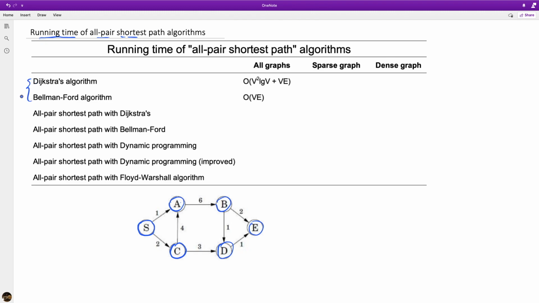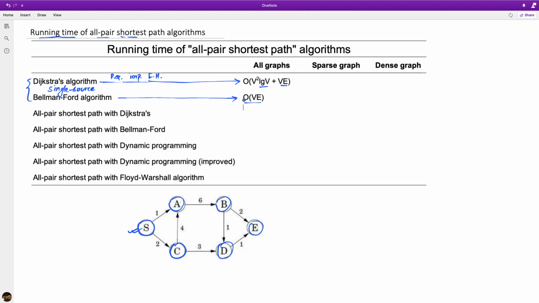What we know is that to calculate single source shortest path, we have the Dijkstra's algorithm and the Bellman-Ford algorithm. So these are single source shortest paths algorithms. Single source, that is, given one starting vertex, they give you the shortest path between that vertex and every other vertex in the graph. So the running time of Dijkstra's algorithm is big O of V squared log V plus VE. This is assuming that the priority queue is implemented using Fibonacci heap. And similarly, the time complexity of the Bellman-Ford algorithm is big O of VE.